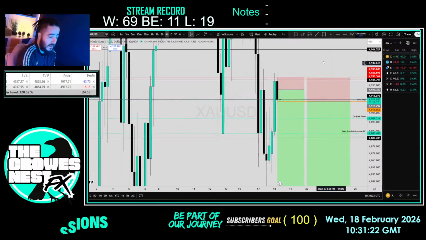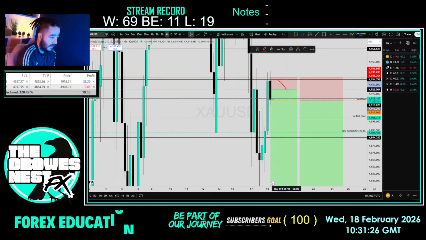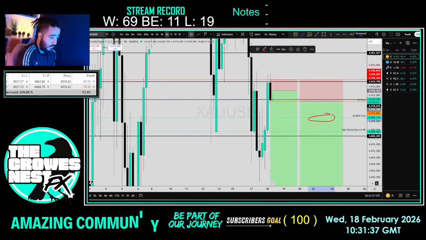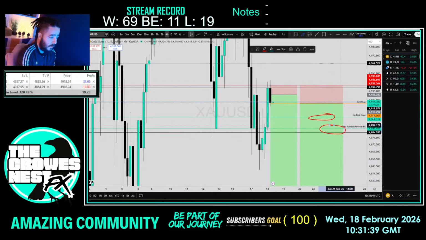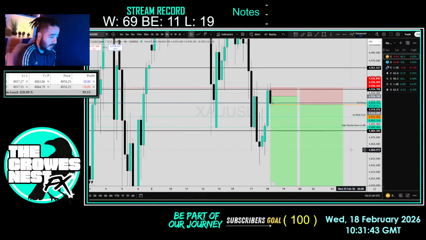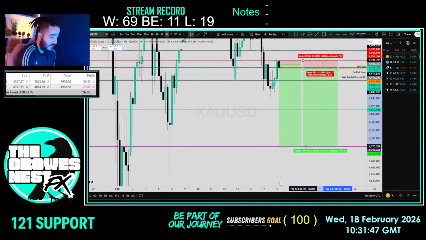We've already taken $50 out of the market, okay? So if this one gets stopped out, we'd just break even, so it makes no difference. So I'm technically only $100 risk on it, right? My go risk free is 4901. Take partial and move to break even at 4888, and my full TP is 4719.